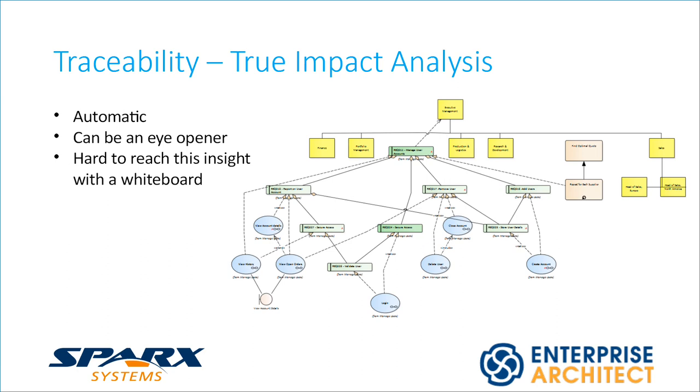You can also drag an element on screen, right-click and use a context menu to insert related elements. This is completely automatic and can be a real eye-opener. You can see that if you make a change to a requirement or element, it will give you an insight to what impact this change can have. Enterprise Architect automatically produces a diagram for you.